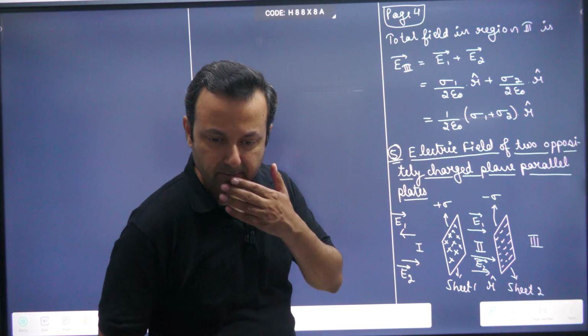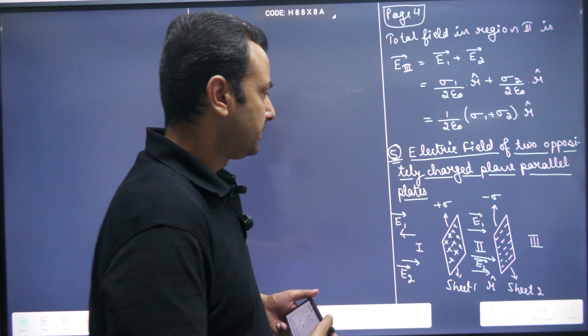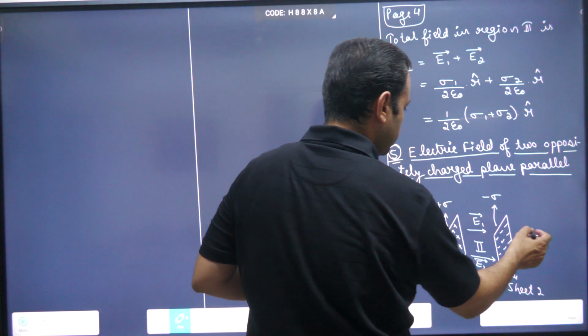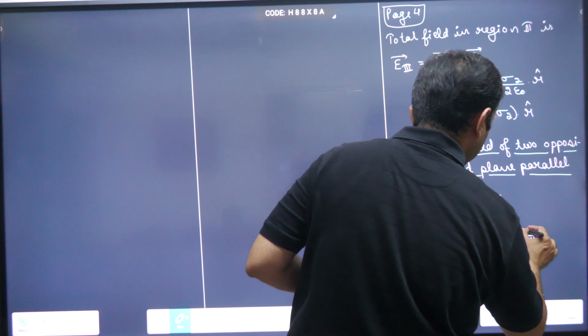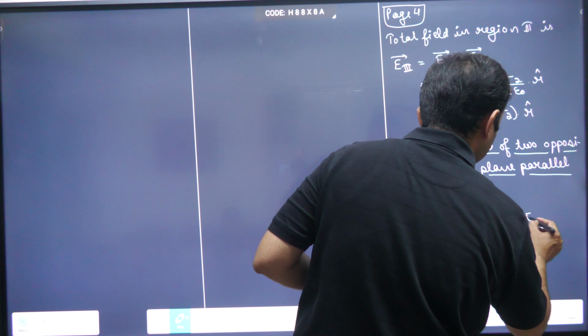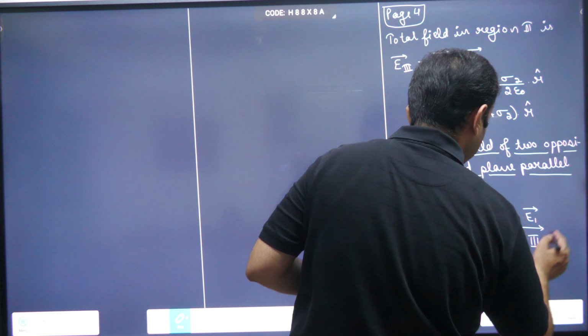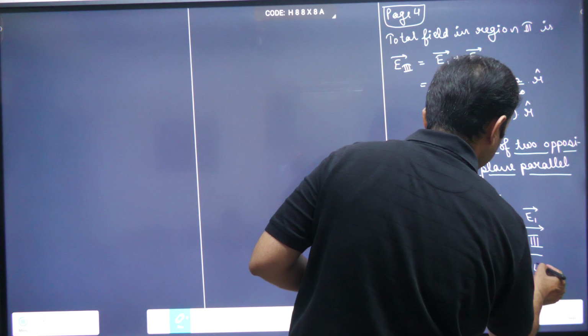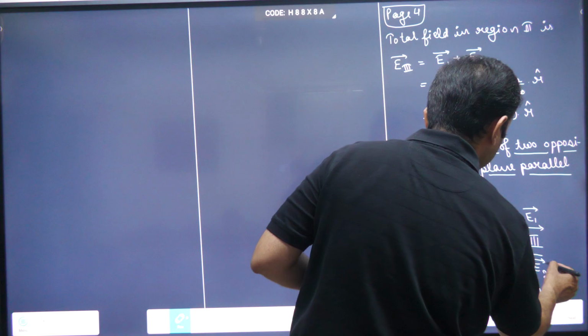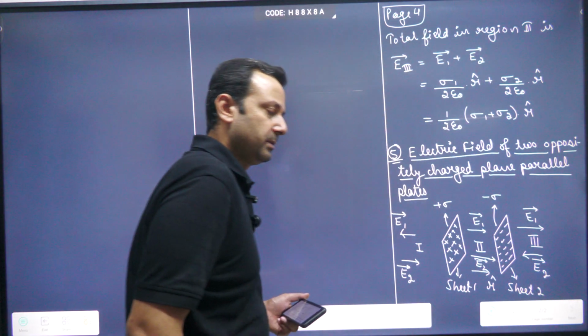Okay. Then in region third, this positive plate emits out electric field. So E1 vector is in the right direction, and this negative plate attracts electric field. So E2 vector is inside this plate.